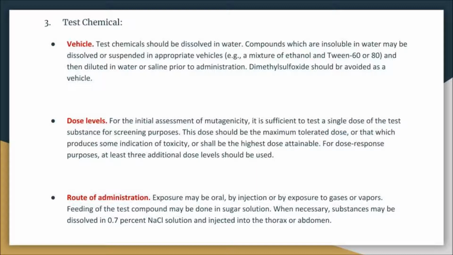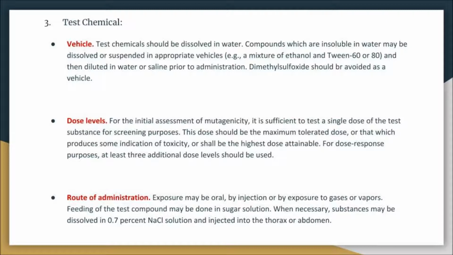For the initial assessment of mutagenicity, it is sufficient to test a single dose of the test substance for screening purposes. The dose should be the maximum tolerated dose or that which produces some indication of toxicity, or should be the highest dose attainable. For dose response purposes, at least 3 additional dose levels should be used.